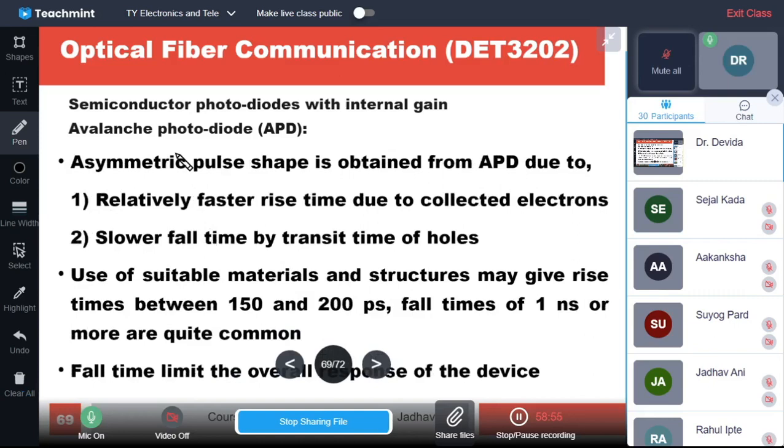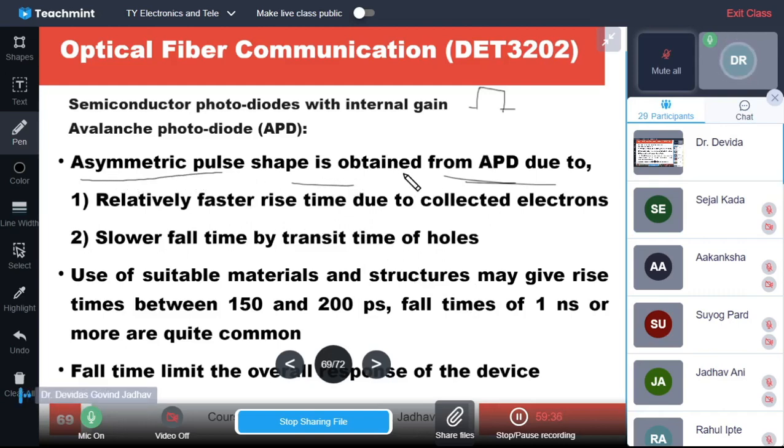So an asymmetric pulse shape is obtained from the APD. The pulse shape is asymmetric. So if we are inputting a rectangular photopulse, a symmetric pulse will not be obtained. The rising edge will behave differently, the falling edge will behave differently. That's why there will not be symmetry of the rectangular pulse. So an asymmetric pulse shape is obtained from the APD.